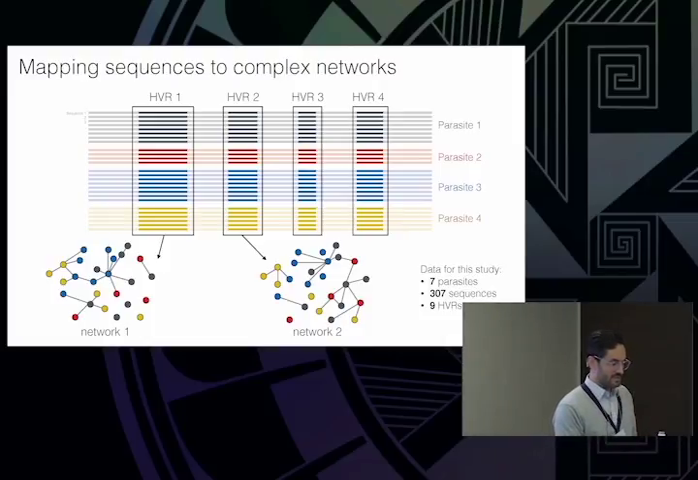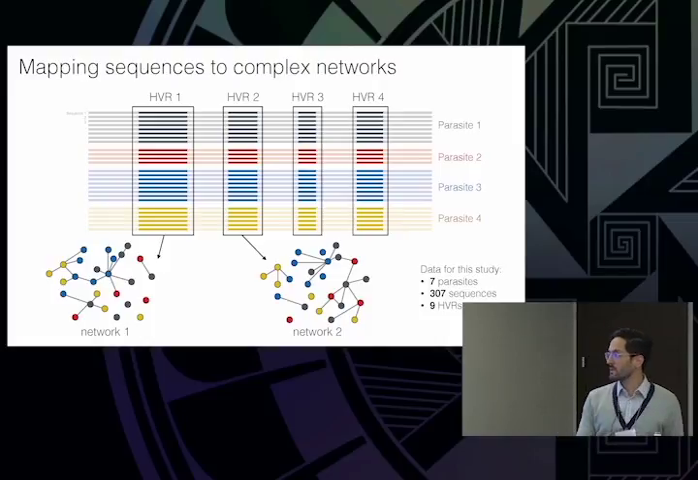I'll talk a little bit about data for this study, but here we're using 7 parasite genomes from around the world. In total, we're going to have 307 sequences, so 307 bars here. And we found 9 highly variable regions. In the cartoon I was just showing you before.